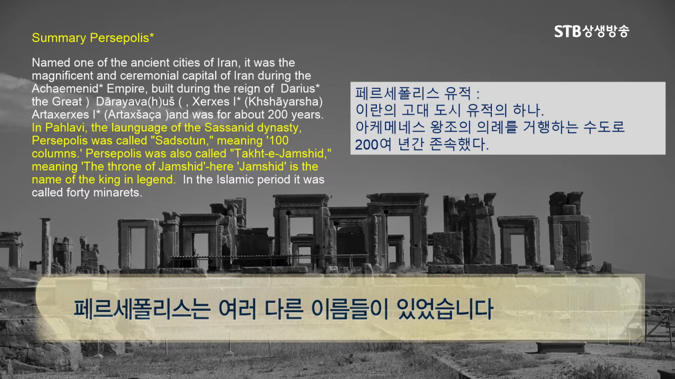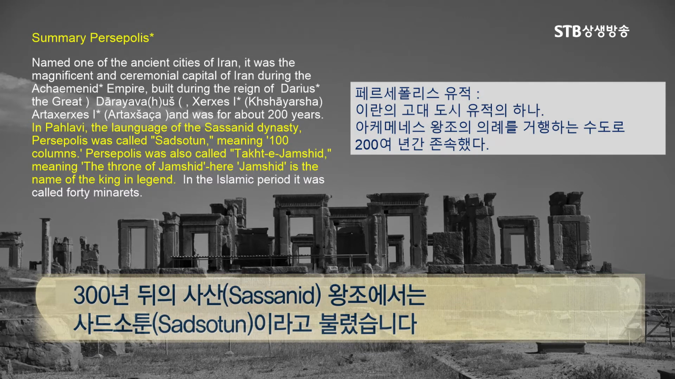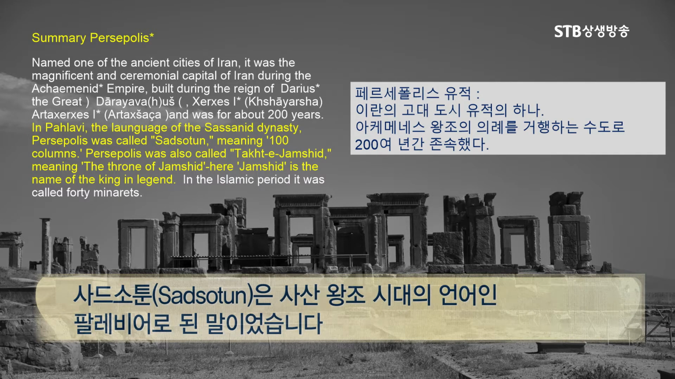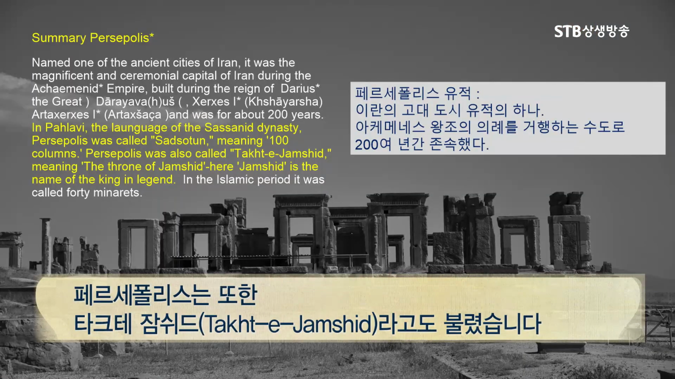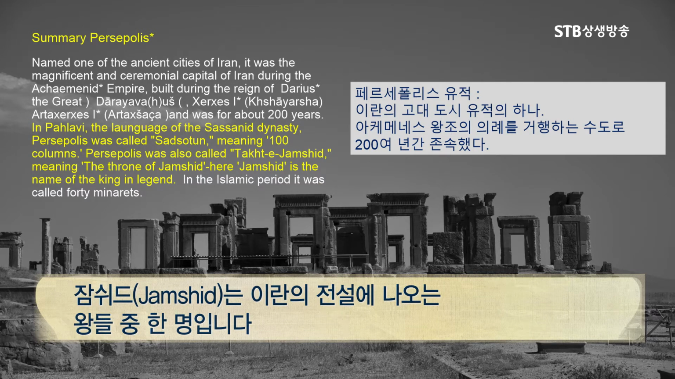So let's talk about the different names of Persepolis. The original name, as I mentioned, was Shahr Parse, city of Persia. In the Sassanid dynasty, around 300 years later, the name was Sat Sutun, meaning 100-column palace. Sat Sutun is in the Pahlavi language, which is the original language of the Sassanid dynasty. Takht Jamshid is another name of this magnificent capital. Takht Jamshid means the throne of Jamshid. Jamshid is one of the Iranian legendary kings.